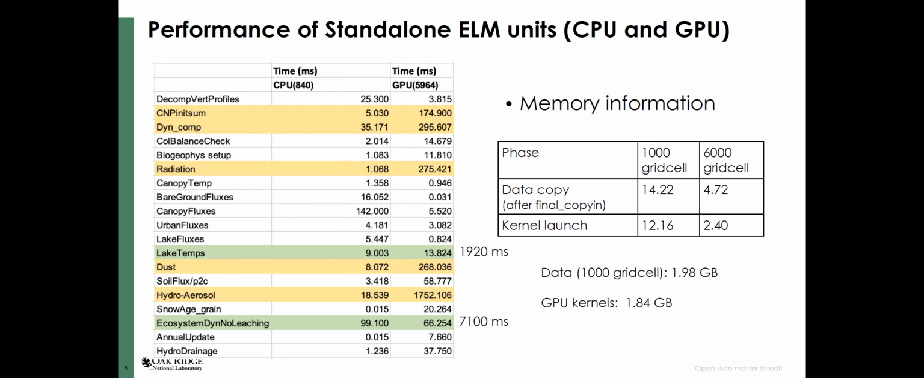For our case, we roughly get every 1,000 grid cells taking about 2 gigabytes of memory. And the old GPU kernels take roughly 1.8 gigabytes. So that means when we're using these, we can push all the data for 6,000 grid cells into the GPU memory, and the GPU kernels just reside in there, and we can reuse them at each time step.